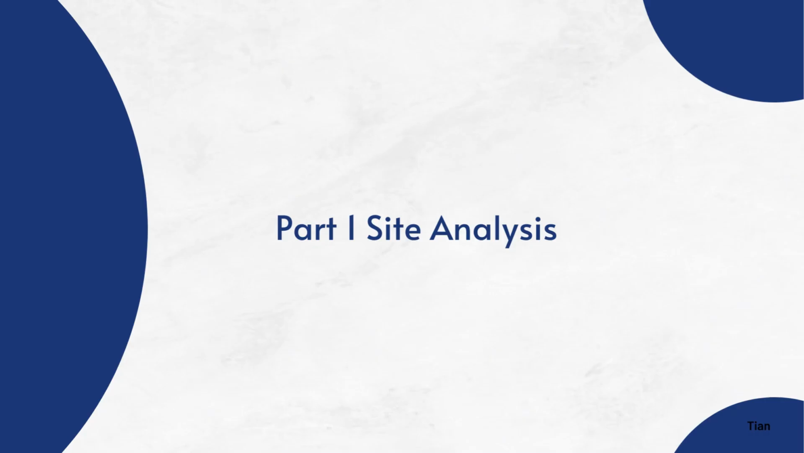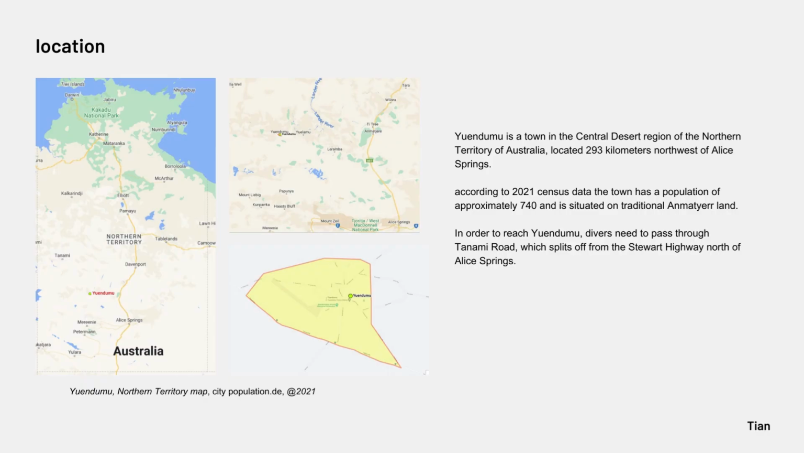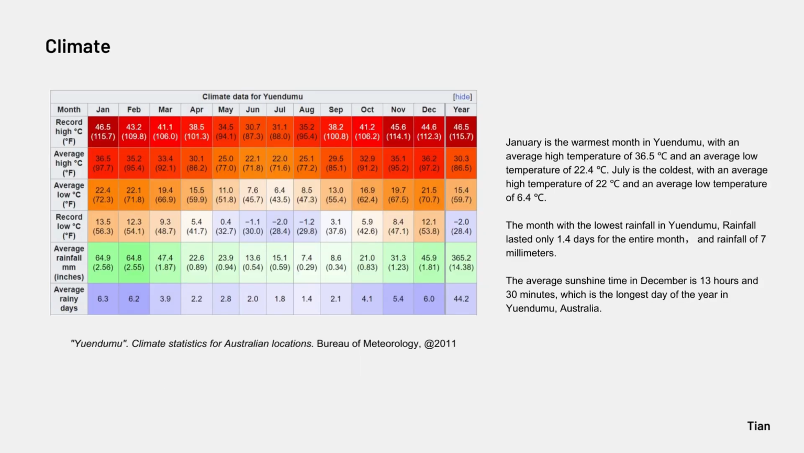Part 1 is the site analysis. This is the location and how to reach Yuendumu. In the climate, this place has rainfall only 1.4 days for the entire month, which means Yuendumu is extremely dry. And we can see this image is from the Australian government.